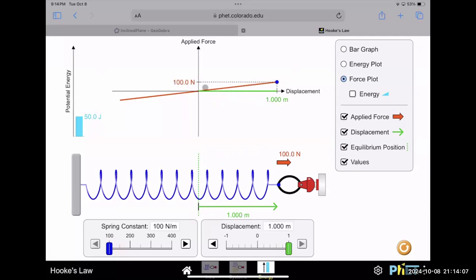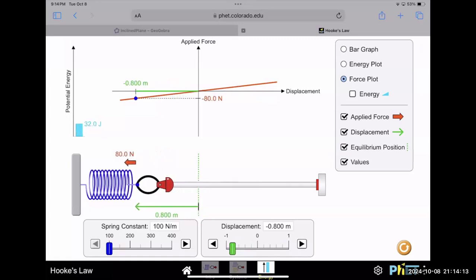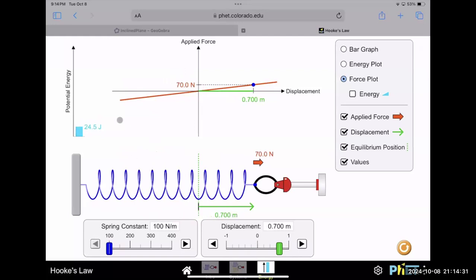Now I will let it go and then push it here. So what do I have here? My displacement is negative and force is also negative, right? The applied force is negative, based on the spring constant. Now if I take this ratio, rise over run, 70 divided by 0.7, what do I get? I get 100. And what is that 100? That 100 is the slope of this force against displacement plot.